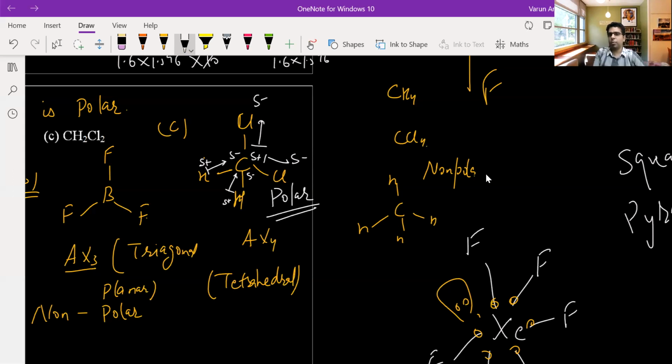So these are non-polar only when all the four atoms are the same and the net dipole moment cancels out, and that will be symmetrical. So here it is not symmetrical. Two atoms are the same, the other two atoms are not the same. So this is non-symmetrical and it will be polar.